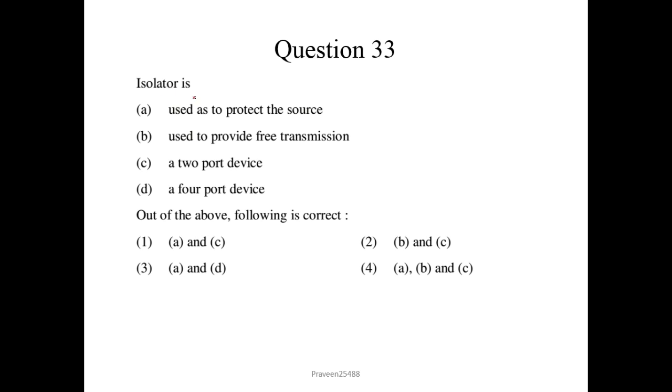Question number 33. Isolator is used as to protect the source. So now that isolator is a offload device. It's used as to protect the source. Used to provide free transmission. This is not correct. A 2-port device. This is correct. 4-port device not correct. So A and C is correct. 1 is the correct answer.